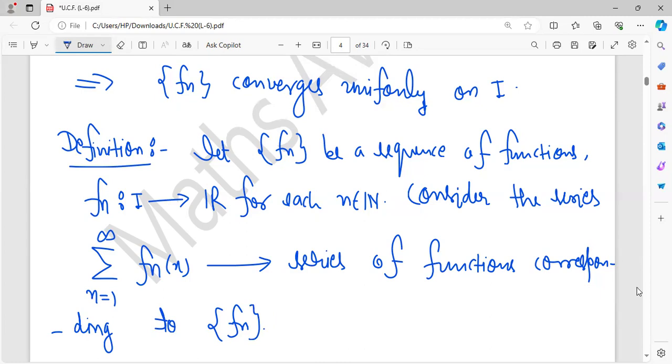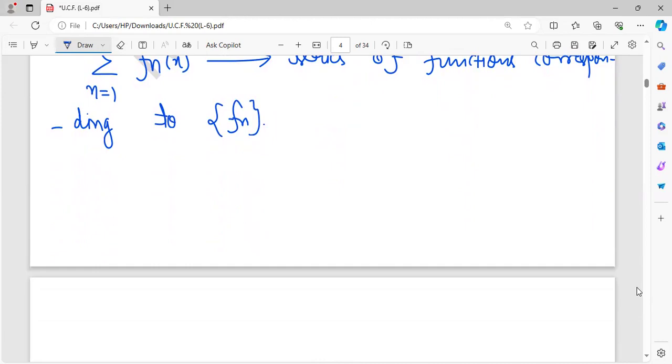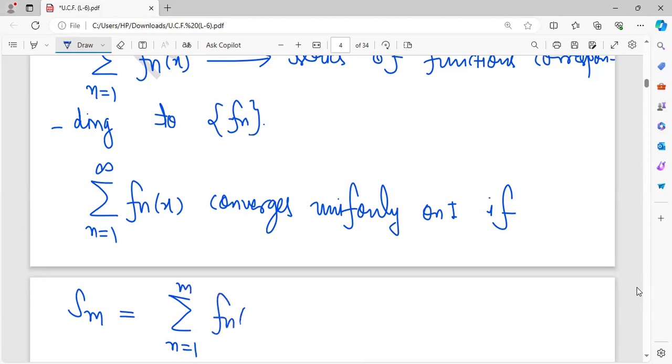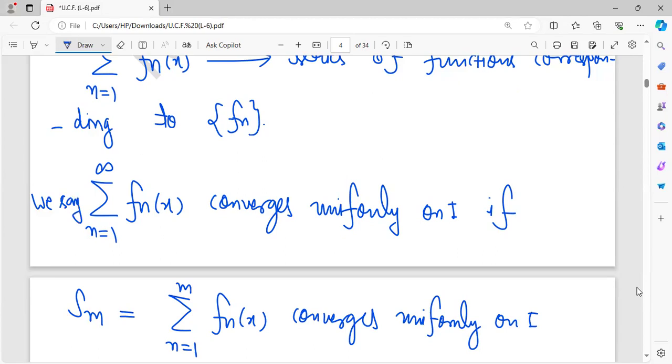Okay. Now how can I say that this series converges uniformly? This series converges uniformly on I if S_m, which is equal to the summation n goes from 1 to m of f_n(x), converges uniformly. You take the partial sum. We say that this series converges uniformly on I. Means what? We are taking the partial sum. If the partial sum converges uniformly on I, we will say that this series converges uniformly on I.